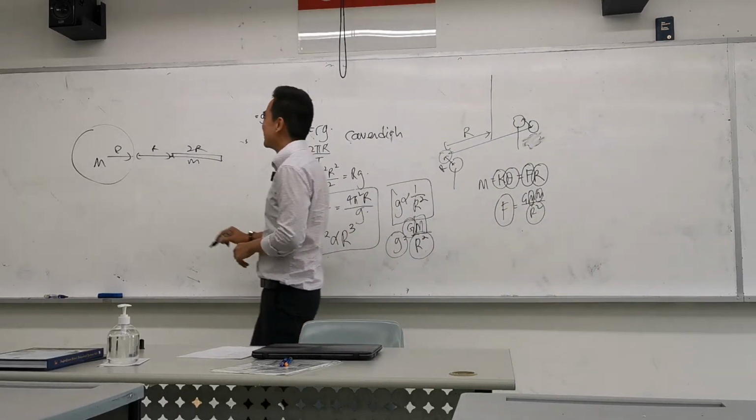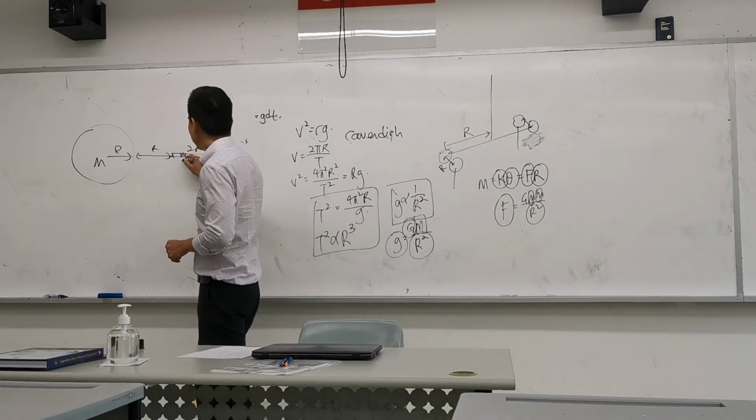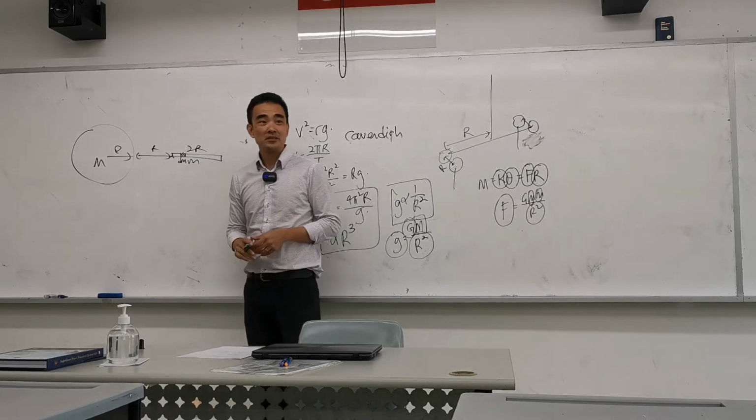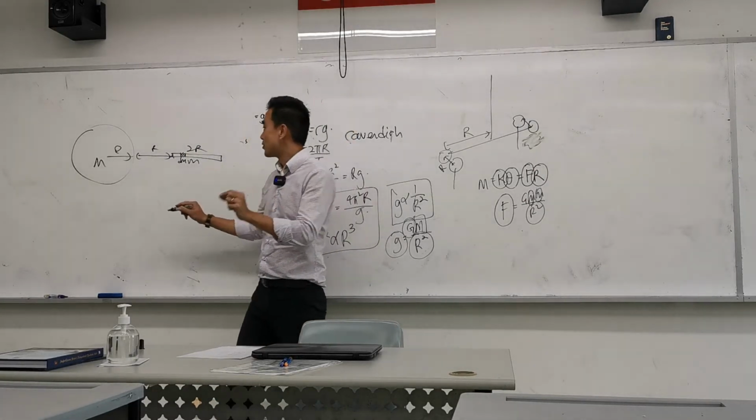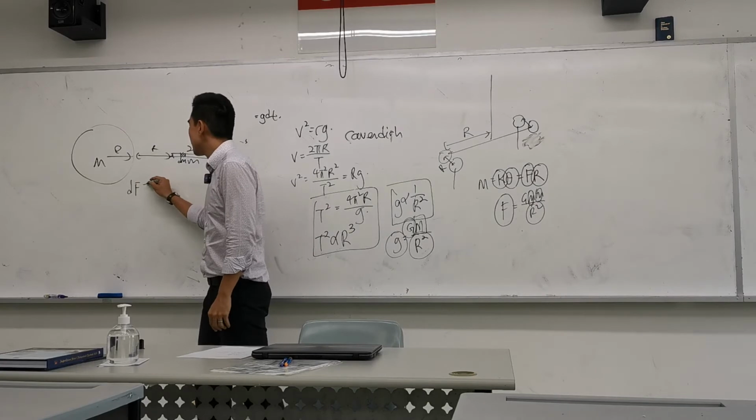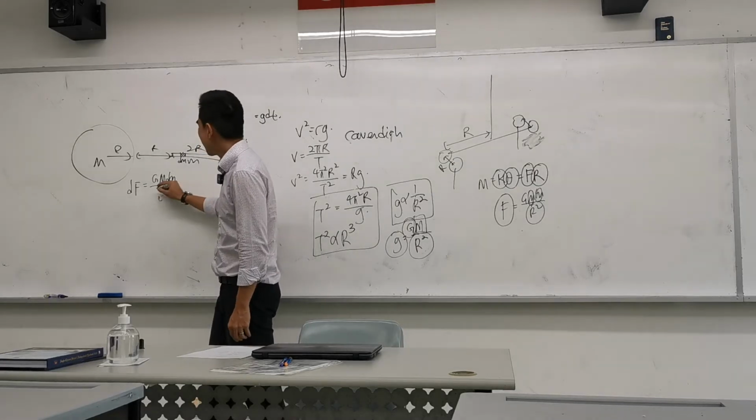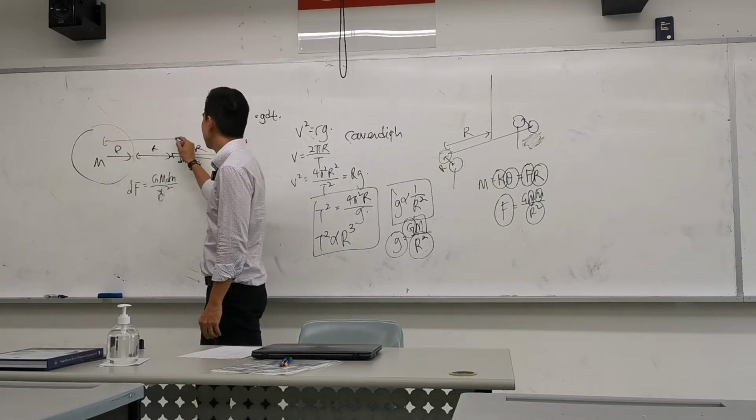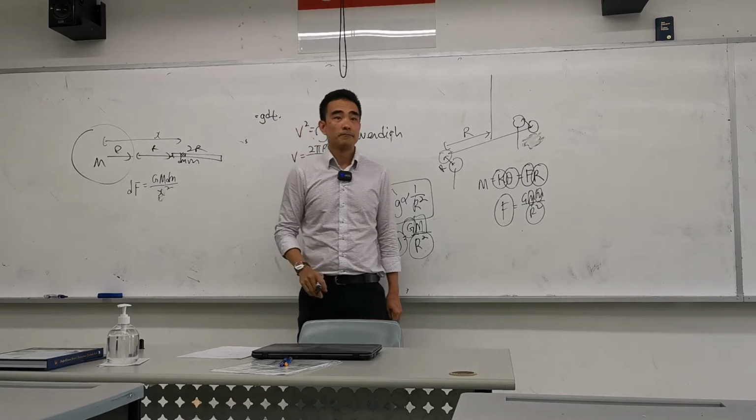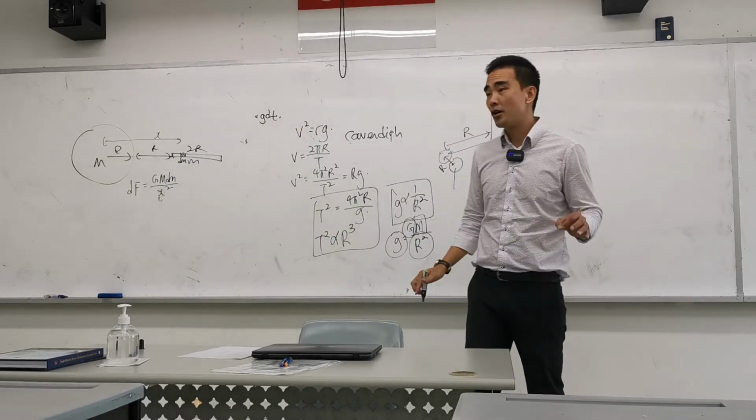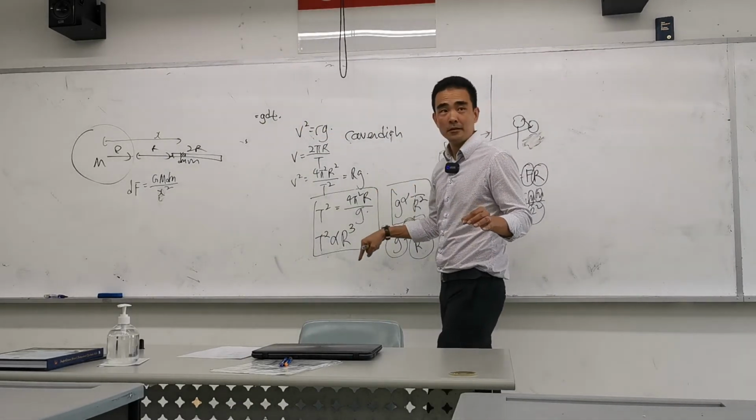Okay, let's see. Do you agree that there's a small mass dm? The force of gravitation on this small little mass is going to be G, mass of Earth, dm upon r squared. Where r, okay, probably I use x so as not to confuse with the r. Where x is the distance between the center of Earth to that mass dm.